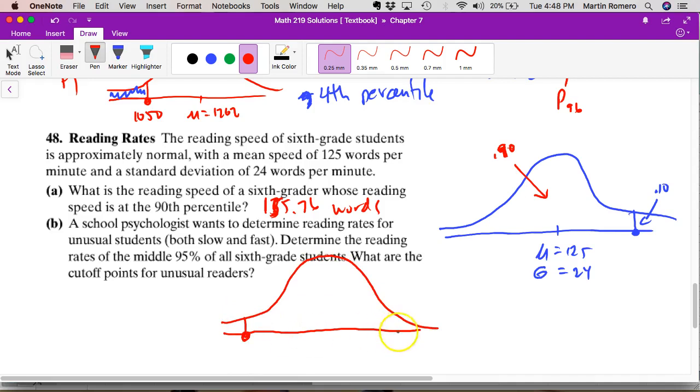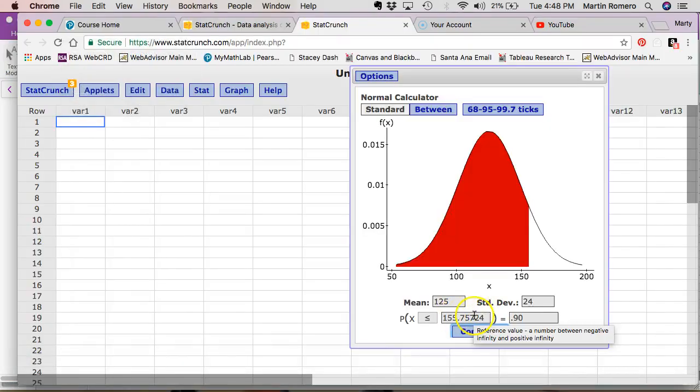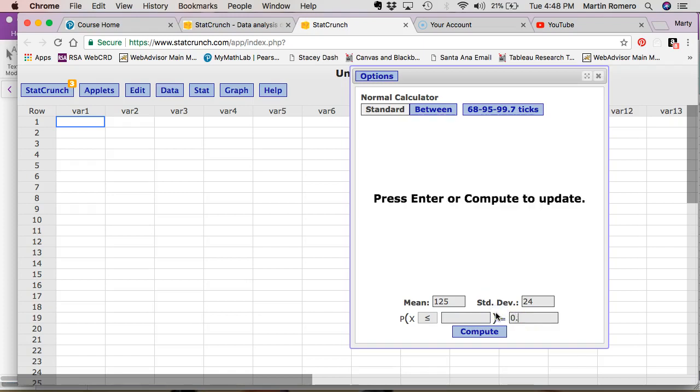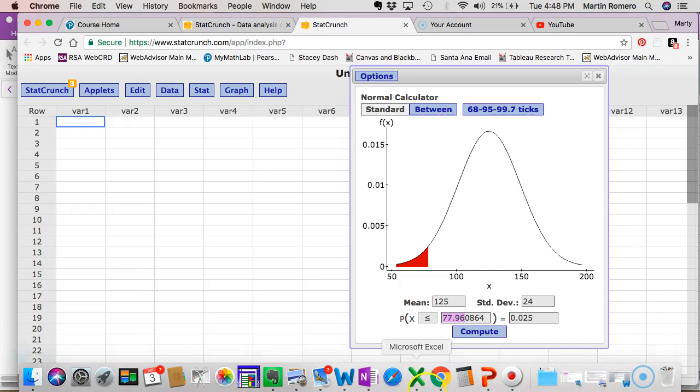So what we're looking for are these values here, where these areas are 0.025, because that's 5% split between the two tails, and then the middle here would be the middle 95%. And so we need to find those values right there. We go ahead and use StatCrunch again. We have the data in there already. In this case, I want the bottom to be 0.025. And so that score is 77.96. That would be the low end.